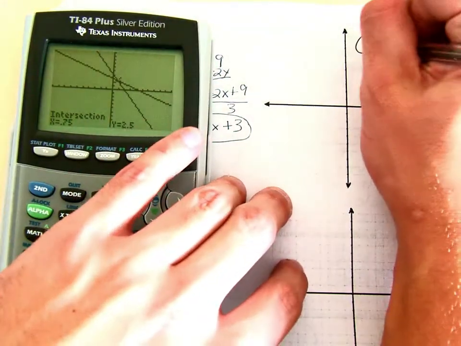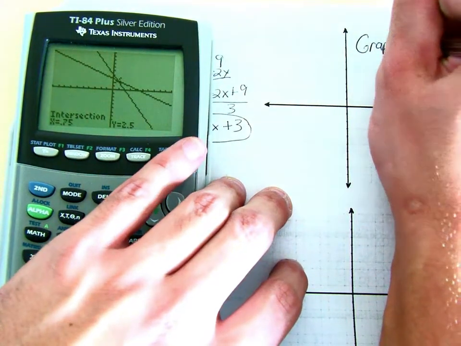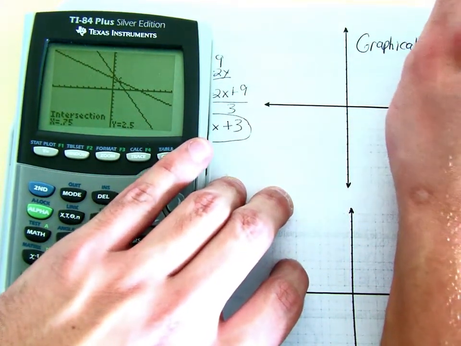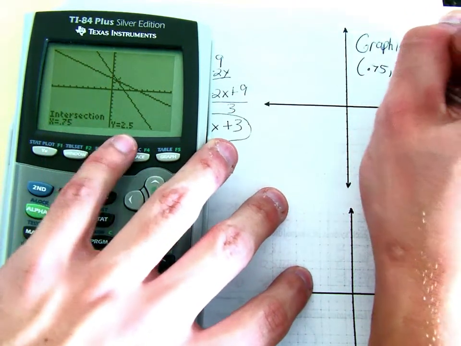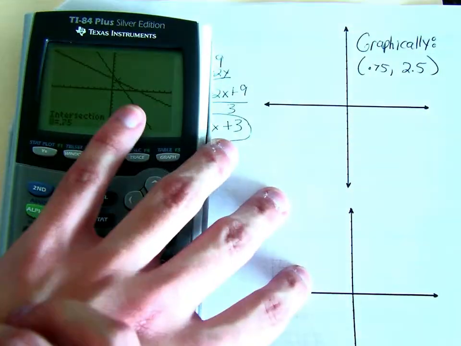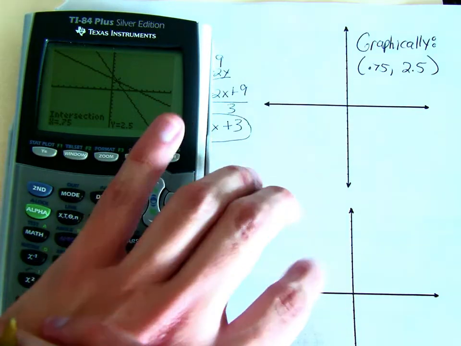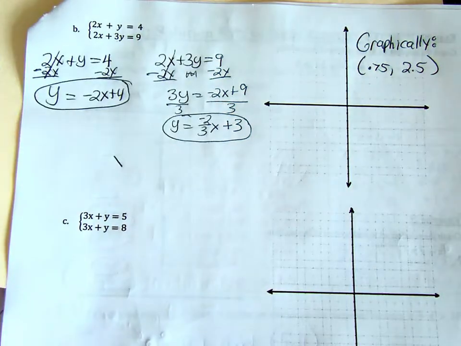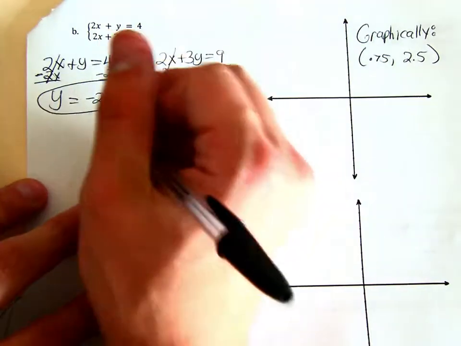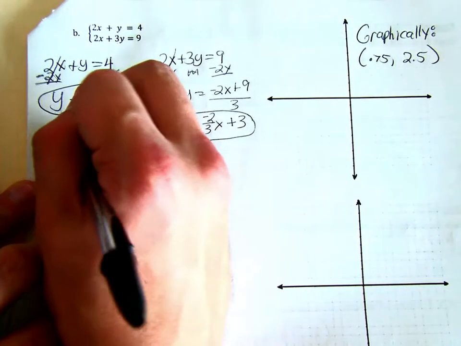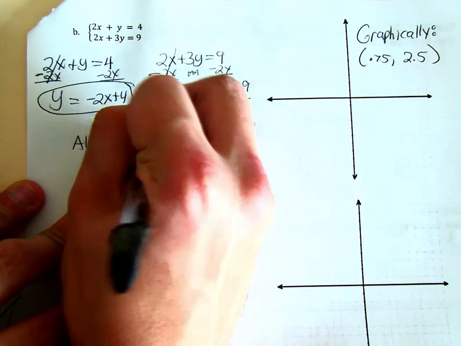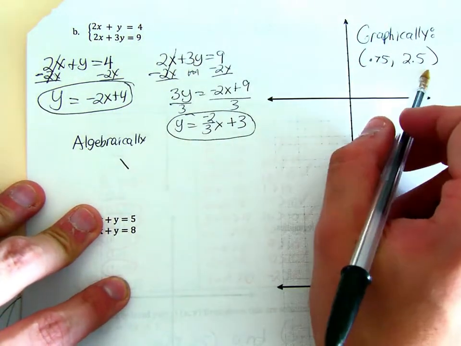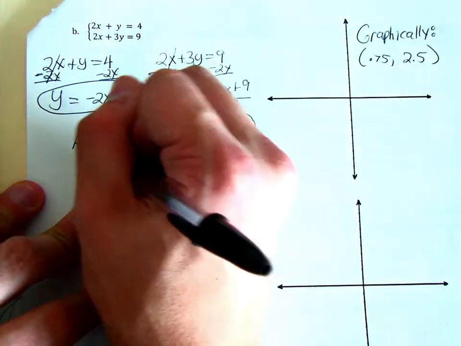So I know graphically, so I'm just going to write graphically, my solution is going to be negative 0.75, 2.5. Okay? Now let's try to do this algebraically. So over here, I'm just going to do it algebraically, and see if I get the same solution of negative 0.75, 2.5.